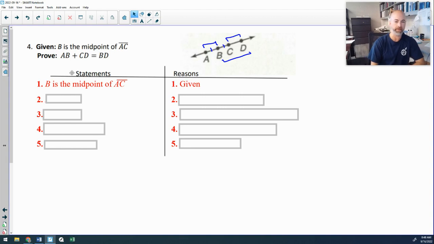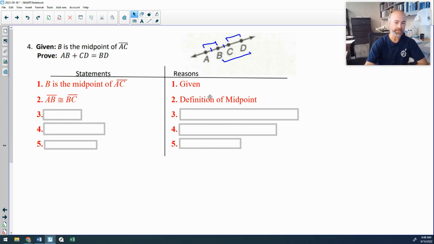Now, I immediately, in my little diagram here, I marked AB and BC congruent. Well, that's really my next step in the proof. How did I know that AB and BC are congruent, which is a true statement? AB is indeed congruent to BC. Well, I knew that because I know what a midpoint is. I know the definition of a midpoint. Therefore, I can conclude that AB and BC are congruent.